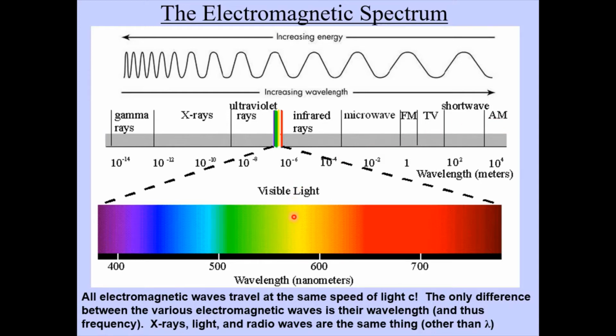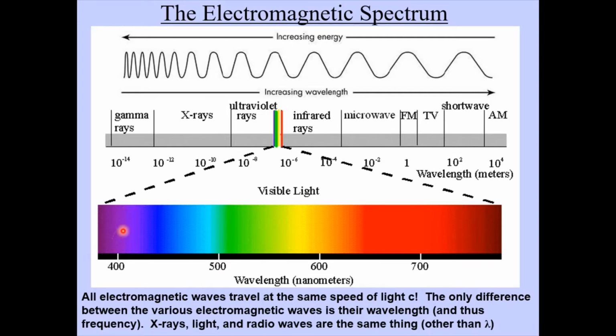Notice for visible light, the typical wavelengths are a few hundred nanometers. Remember, a nanometer is a billionth of a meter. So these are very short wavelengths. But notice when we get down to the radio part of the spectrum, the wavelengths can be hundreds or even thousands of meters long. What about if we go past the spectrum in the other end?